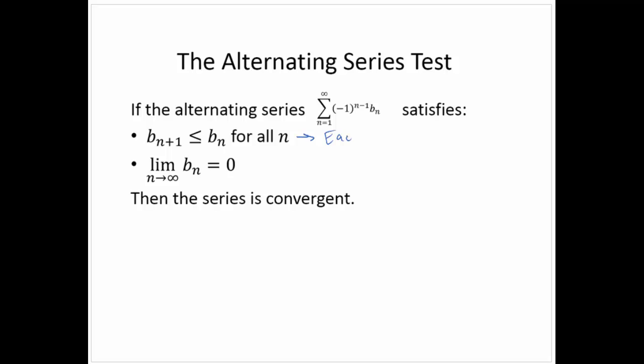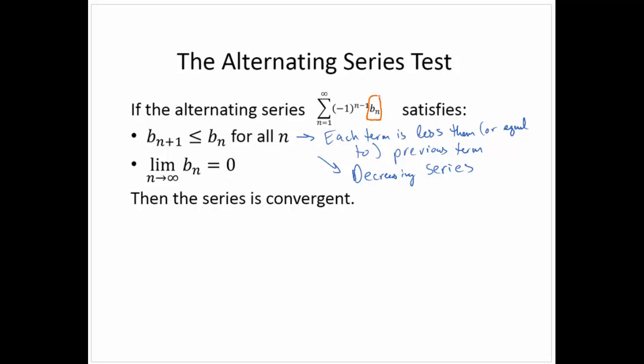Each term is less than or equal to the previous term. Well, if each term is less than or equal to the previous term, then that means we have a decreasing series. All right, so notice that the b sub n plus 1 and the b sub n, that's just this part, right? That's just that part right there.